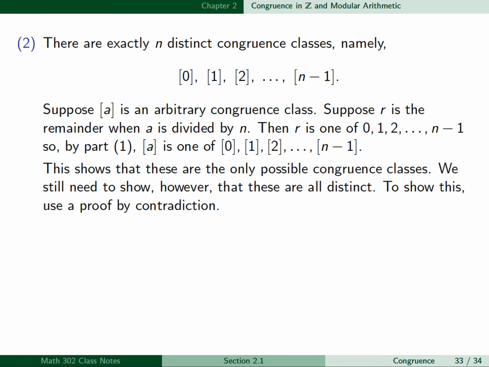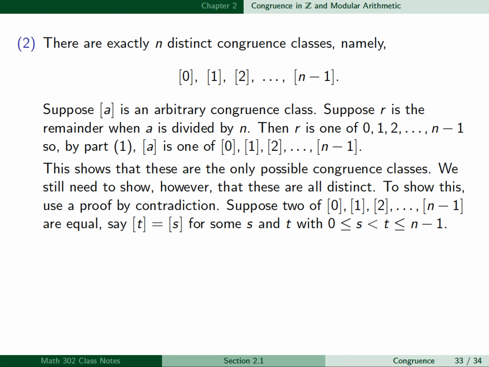To show this, we'll use a proof by contradiction. So let's suppose that 2 of these classes, the class of 0, class of 1, class of 2, up to the class of n minus 1, are equal. Say the class of t is equal to the class of s for some s and t, with s and t between 0 and n minus 1, and s is strictly less than t. So 0 is less than or equal to s, is strictly less than t, is less than or equal to n minus 1. We then need to derive a contradiction.